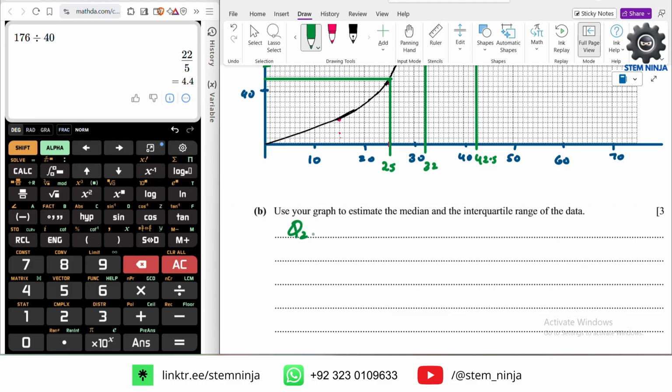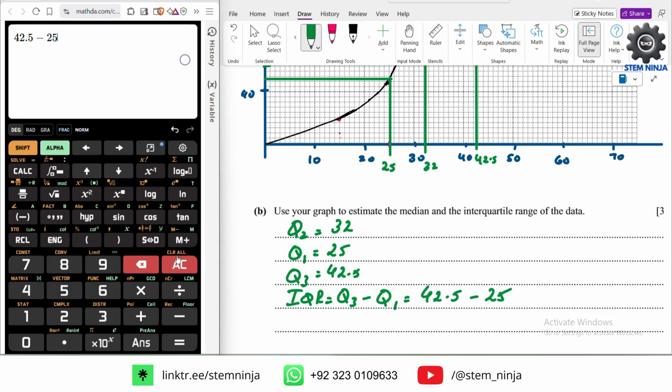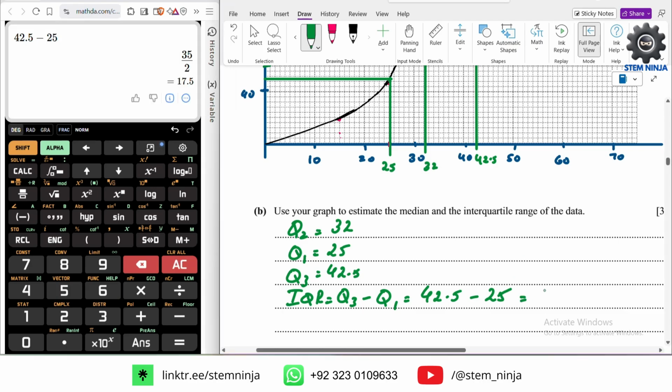Okay, right. So Q2 is around 32, Q1 is 25, Q3 is 42.5. So that means the interquartile range, which is the difference between the upper quartile and the lower quartile, 42.5 minus 25, that is 17.5. This is our median, and therefore this is our interquartile range.